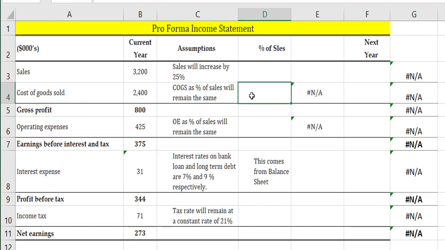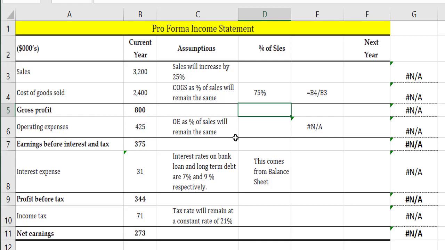Let's express cost of goods sold in the current year as a percent of sales. That is going to equal current year's cost of goods sold divided by sales in the current year, right? That gives us 75%, which means 75% of the sales goes towards cost of goods sold.